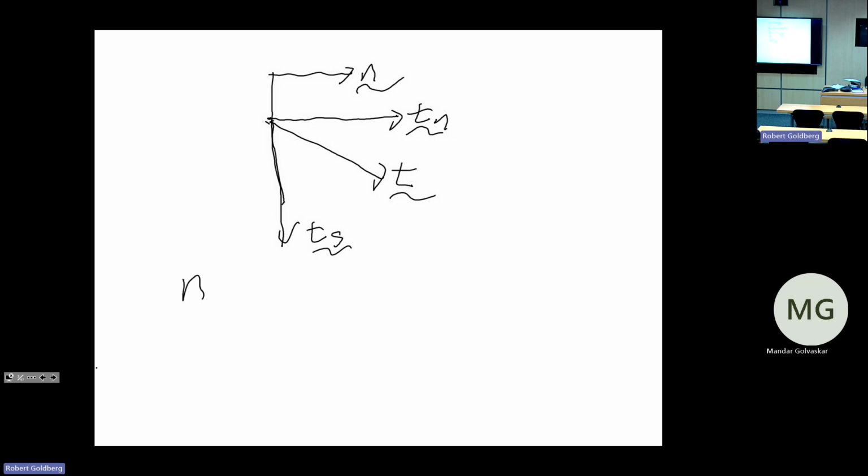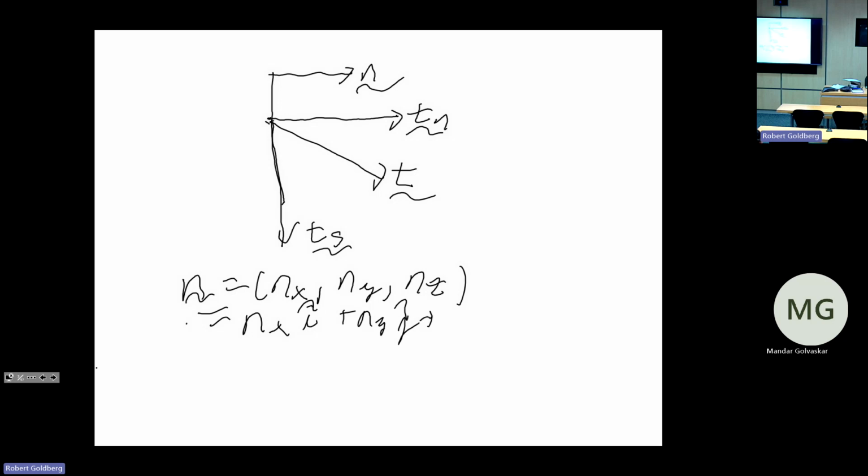And this normal vector is a unit vector. It has a component along the x direction, a component along the y direction, and a component along the z direction. So we say that it's equal to n_x i plus n_y j plus n_z k, the components. And like all unit vectors, we can say that the sum of squares of the normal components is equal to 1.